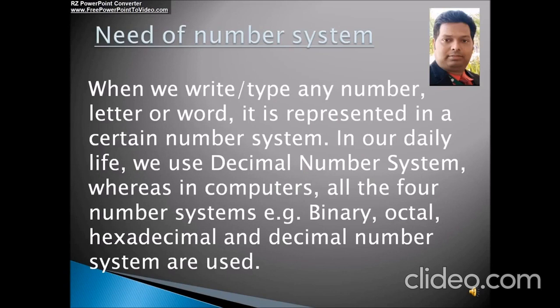Type any number, letter or word, it is represented in a certain number system. In our daily life, we use decimal number system, whereas in computers, all the 4 number systems, example binary, octal, hexadecimal and decimal number systems are used. Here in this slide, we talk about types of number system.